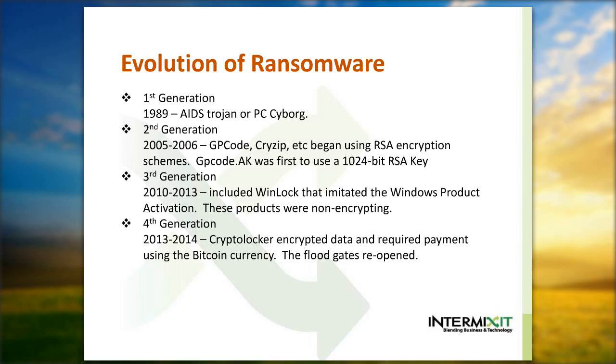The fourth generation, 2013, 2014, was really the reemergence of CryptoLocker and the encryption of data and requiring payment to recover that data. CryptoLocker was really the first one to utilize a new currency known as Bitcoin. Bitcoin is a secure, anonymous online currency, and it really just reopened the floodgates, as you will, to ransomware and what ransomware is today.